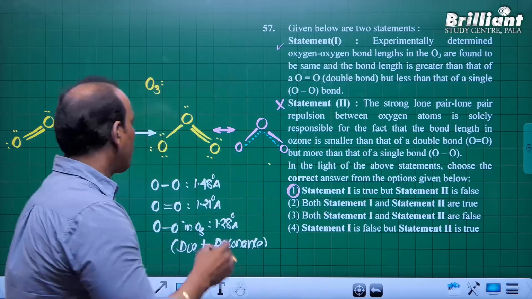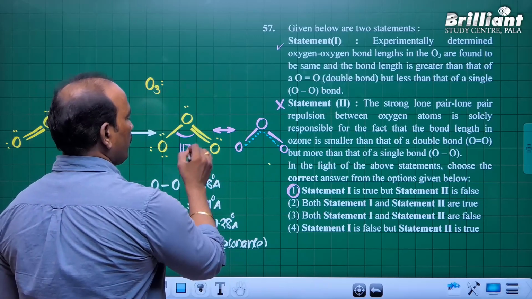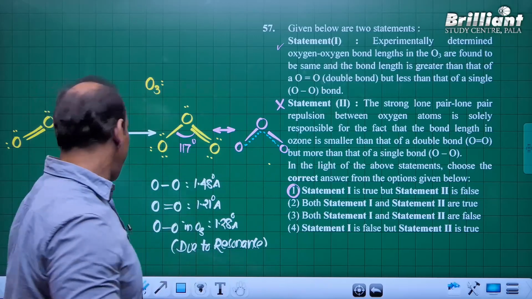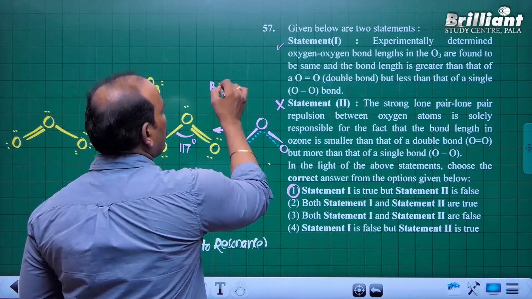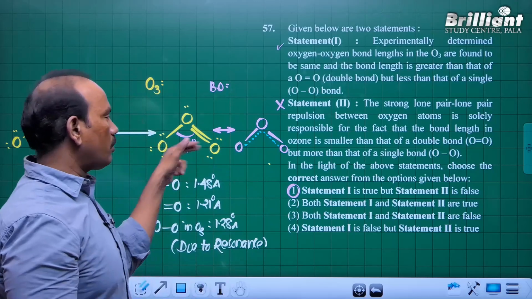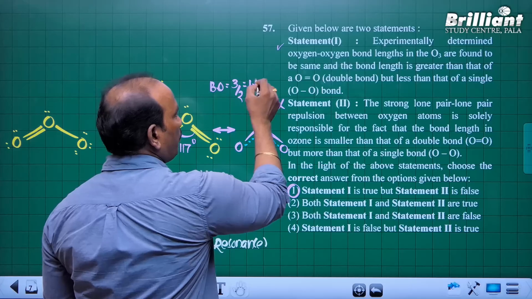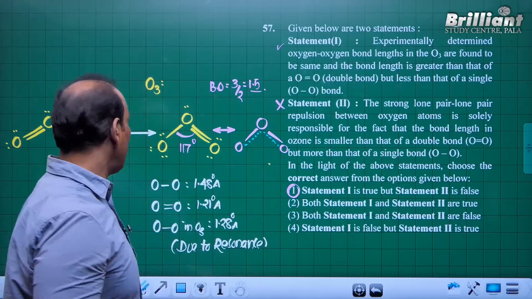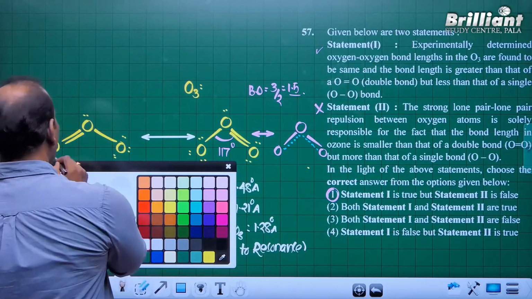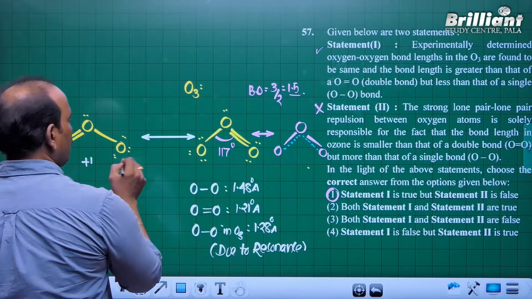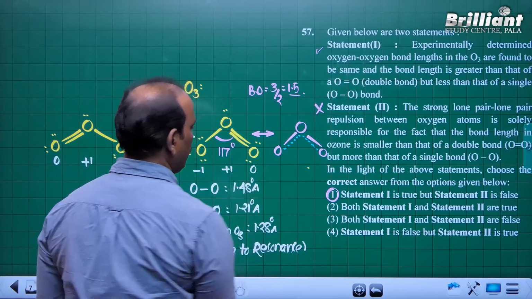Clear? Its bond angle in this resonance hybrid is around 117 degrees. Clear? Its bond order is equal to the total number of bonds by the number of surrounding atoms, 3 by 2 equal to 1.5. Okay? Its formal charges are: this is 0, this is plus 1, this is minus 1, this is minus 1, this is plus 1, this is 0. Okay?